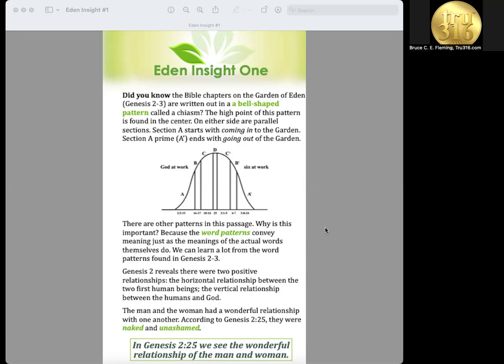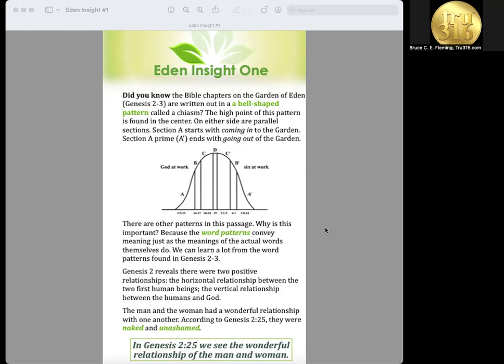So let's get going with Eden Insight number one. Did you know the Bible chapters on the Garden of Eden, Genesis 2 to 3, are written out in a bell-shaped pattern called a chiasm? The high point of this pattern is found in the center. On either side are parallel sections. Section A starts with coming in to the garden, and section A prime ends with going out of the garden.